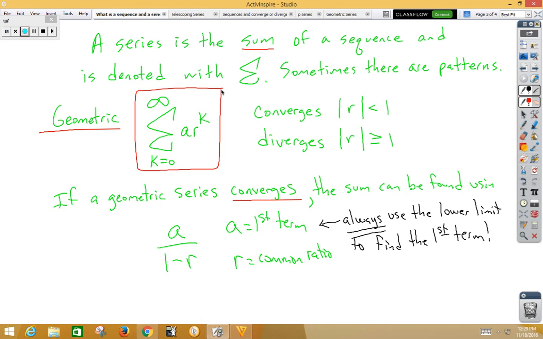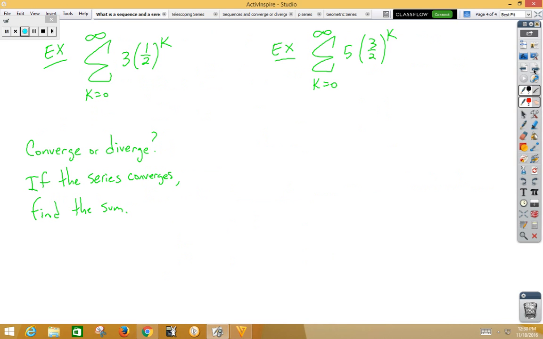If a geometric series converges, then the sum can be found using the form: the first term divided by 1 minus the ratio. Now, when you're finding the first term, always, always, always, how often? Always use the lower limit to find the first term. So let's do a couple of examples of that.